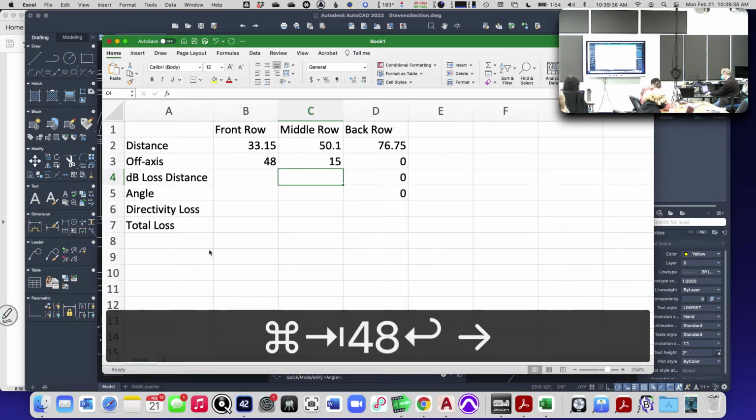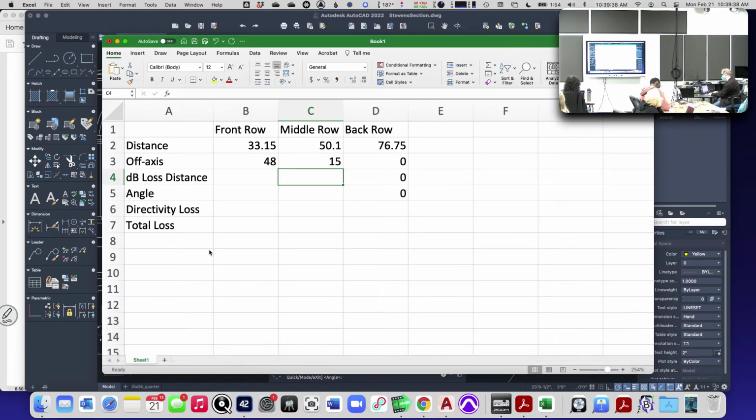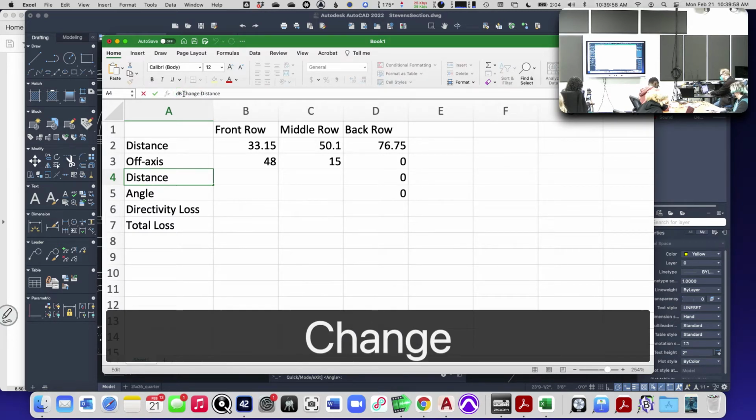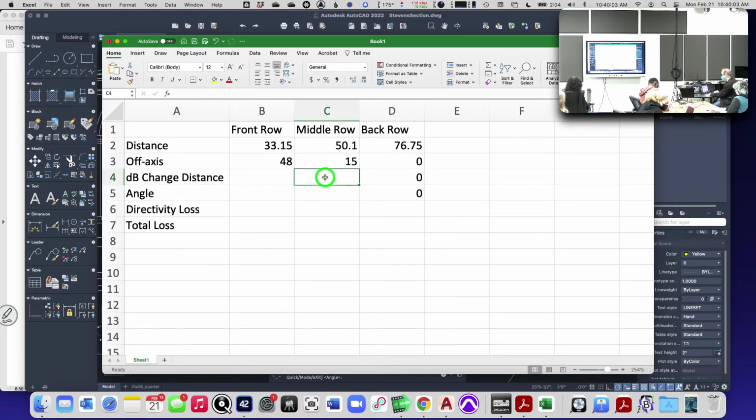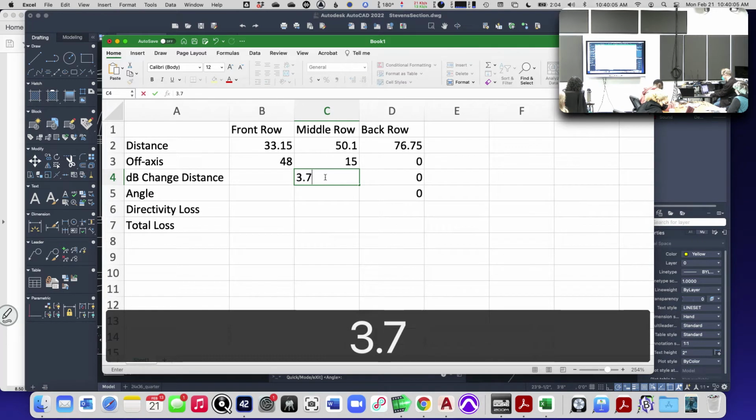Okay, loss over distance. Let's compare middle row to back row. So this would be 20 times the log of 76.75 divided by 50.1. This will tell us, I'm going to change loss to difference, or change. Say it again. 3.7? Okay, good. 3 people got that.